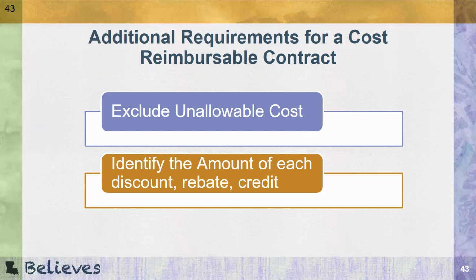But if you're doing a cost reimbursable contract, they can't include any unallowable costs from any billing documents, and they must certify that only allowable costs are submitted. And they have to identify the amount of each discount, rebate, and any other applicable credits.